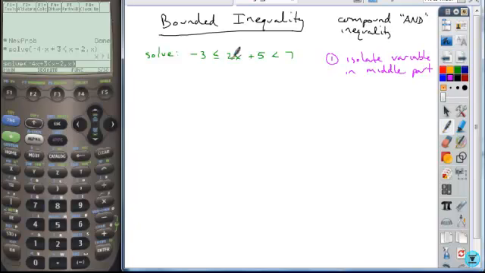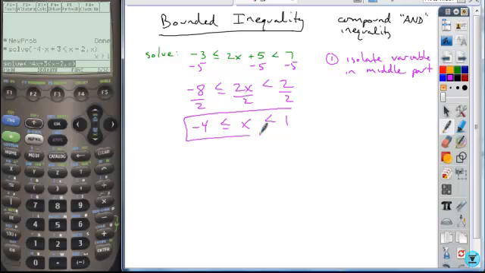You do this by undoing operations to all the other parts. So as we work to isolate our x, we're going to undo a 5. So we're going to subtract 5 from all parts. Whatever you do to get the middle variable alone, you have to do it to all the parts. So we get negative 8 is less than or equal to 2x, which is less than 2. And then continue to isolate that variable in the middle part. So we're going to divide by 2, giving us negative 4 is less than or equal to x, which is less than 1. So here would be our inequality notation.